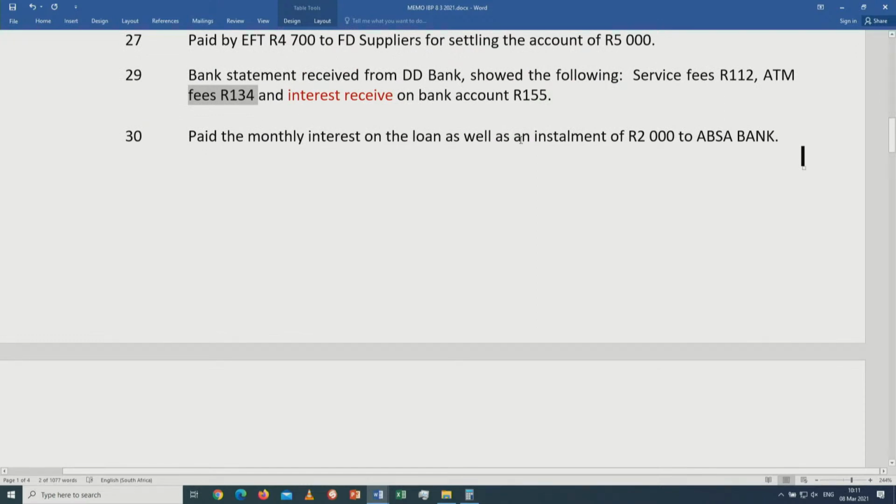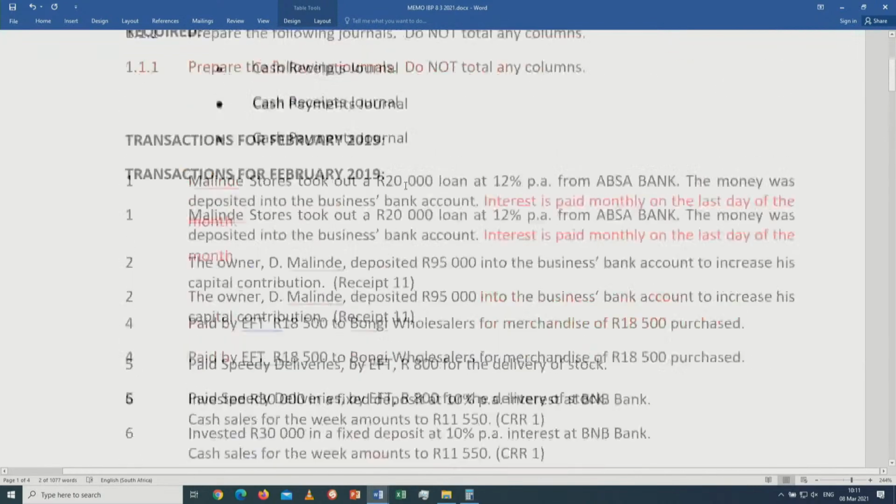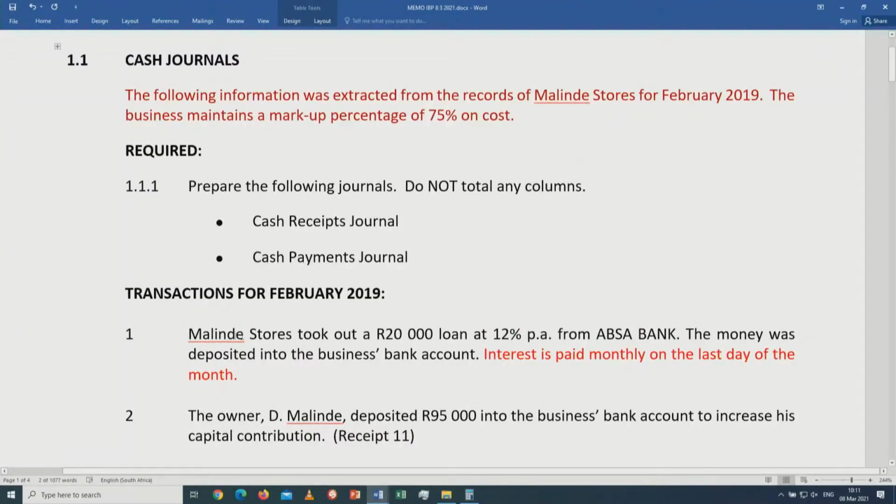Paid the monthly interest on the loan as well as the installment of 2,000 to Absa Bank. Do you still remember Absa Bank? Yes. Here it is on the first statement. Malinde took 20,000 and the interest must be paid when? On the last day of the month. It's 12% per annum. So meaning every month is how much? It's 1% because we have 12 months in an annum, in a year. So if it's 12% in a year, it means it's 1% in a month. So we need to calculate that 1%.